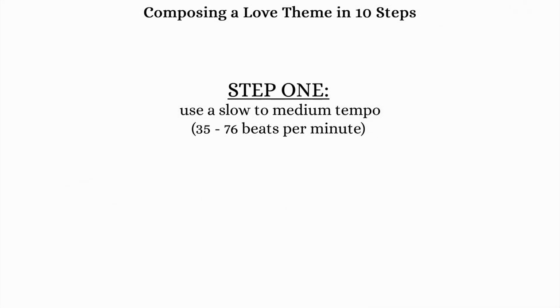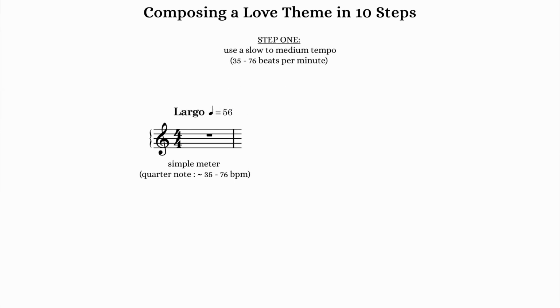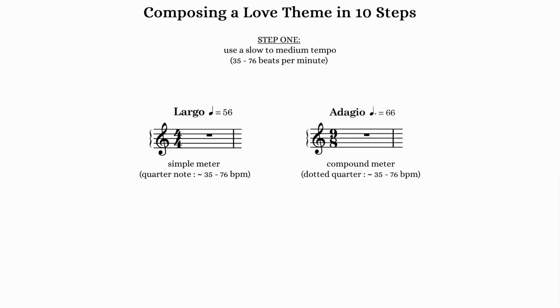Step 1. Tempo. I'll use a slow to medium tempo. Most of the love themes featured very slow tempos, under 60 beats per minute. This was especially true for simple meters, like 4/4 and 3/4, where the quarter note gets the beat value. Some tempos were as high as 76 beats per minute, and this was especially true for the themes with compound meters, like 9/8 or 6/8, where the dotted quarter note gets the beat value.